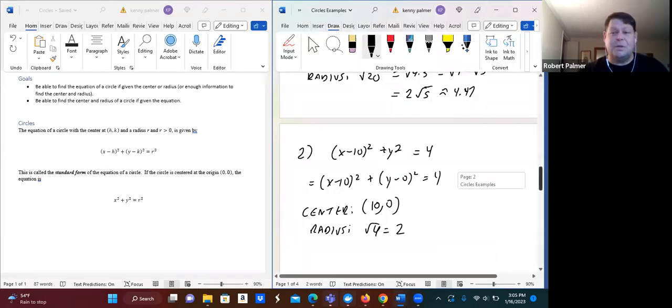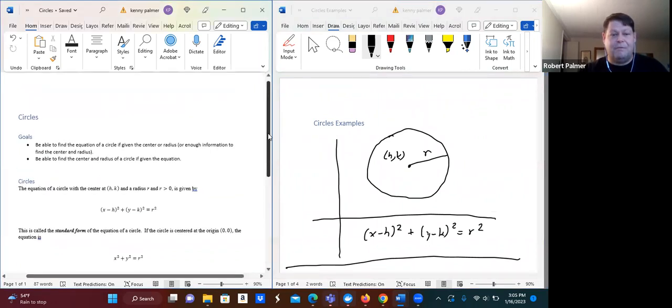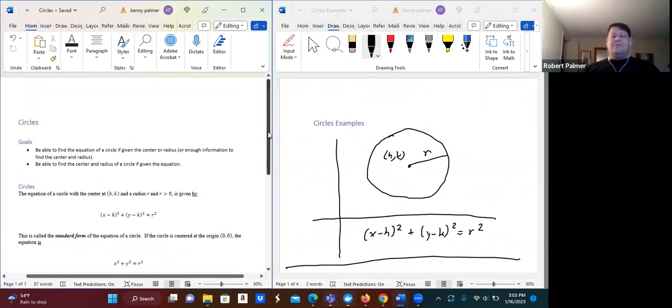So what we learned today is the very basics of circles: what the equation is, and also how, if you're given the center and the radius or some ways to find them, you can find the equation of the circle, or if you know the equation of the circle, you can find the center or radius.